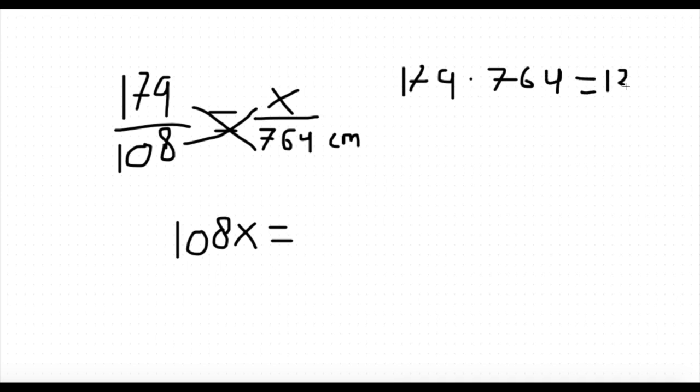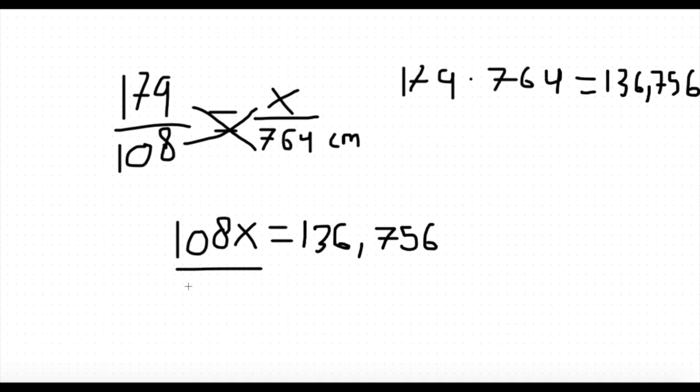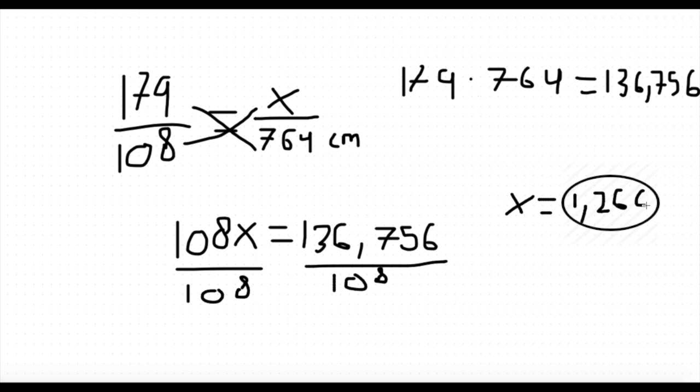And this is equal to 136,756. So now we just plug that in, and it's 108x equals 136,756. We divide by 108, and what we do to one side we do to the other, and we get x equals 1,266.